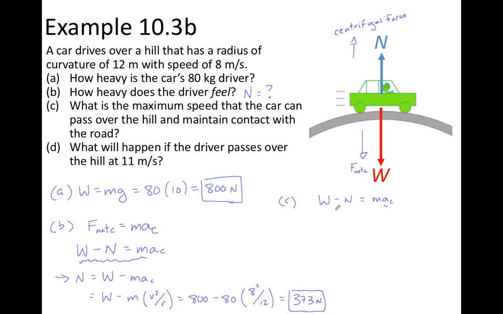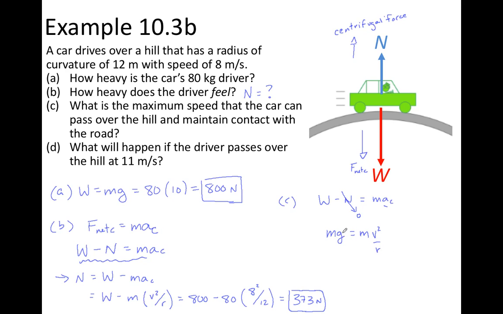And so how can we reduce the left-hand side, or how can we increase the right-hand side? Well, the only way we can increase the right-hand side is to reduce the normal force. And so we'll end up getting our maximum speed when the normal force drops to 0. And the weight force is m times g. The centripetal acceleration is v squared over r.